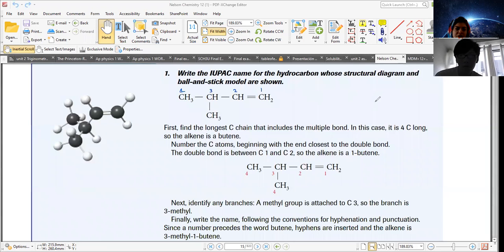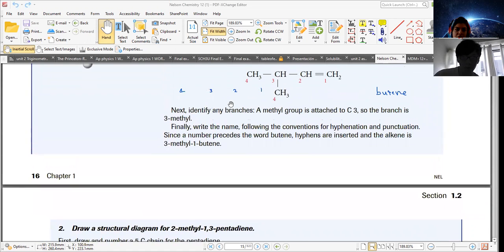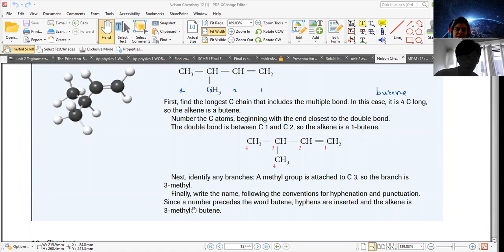Then 4 is but, right? But you have to add ene because this is an alkene, this is a double bond. On the third carbon, we have methyl. There's going to be 3-methyl, butene. I'm just going to check them. 3-methyl-1-butene. Oh, I forgot to tell you, you have to specify the number of the double bond. On the first carbon, you have the double bond, right? You need to say 1-butene, and then on the third carbon, you have methyl. Any question?